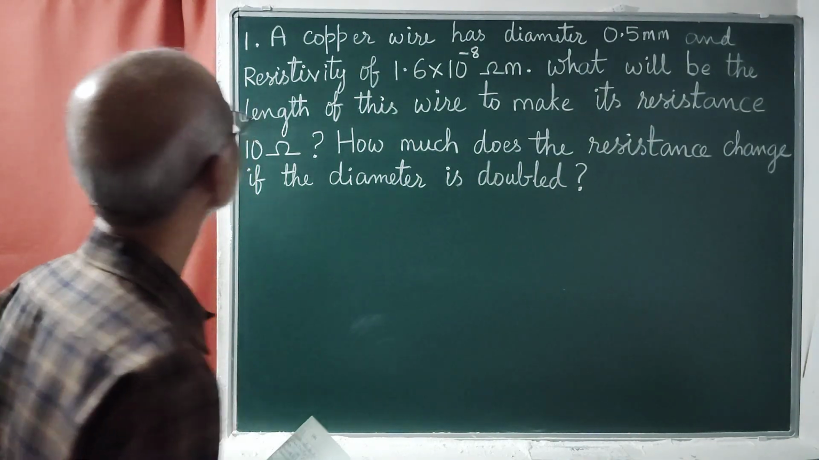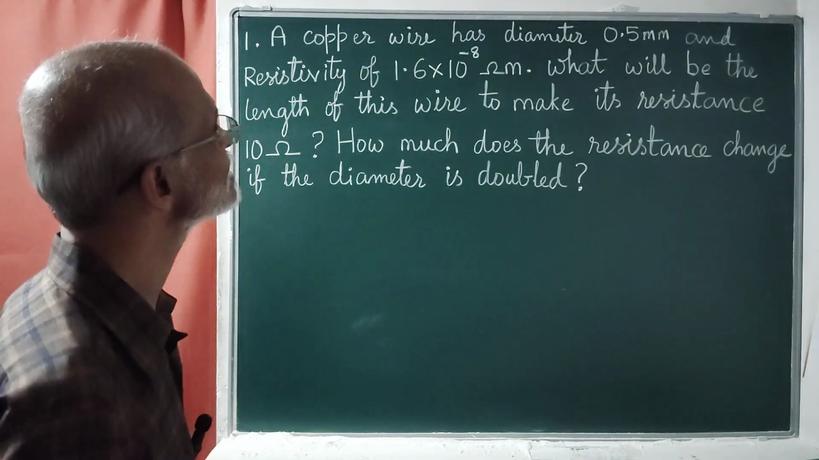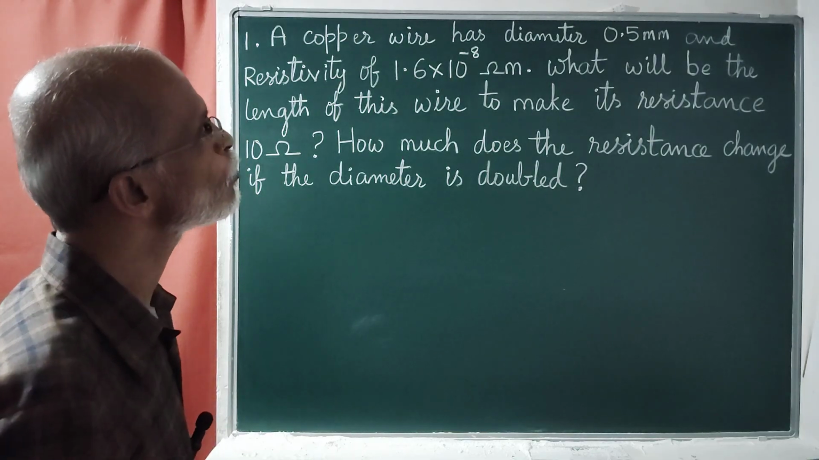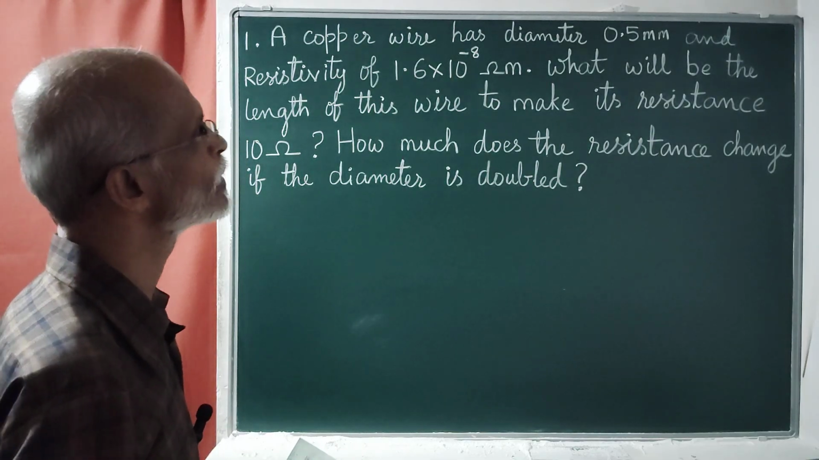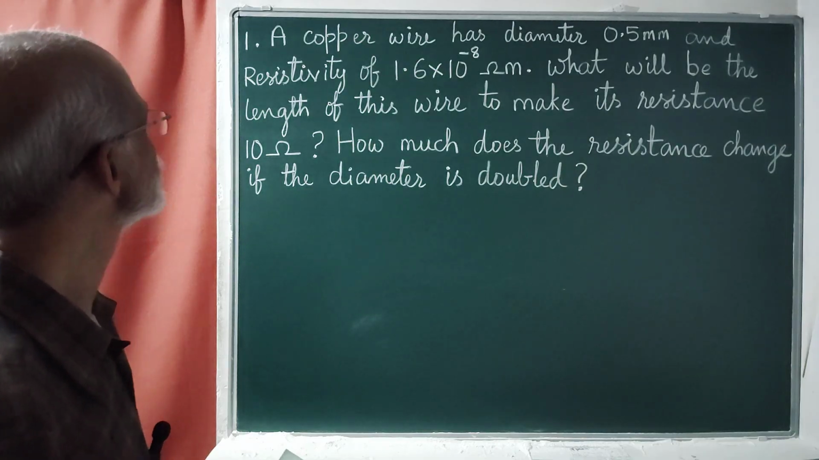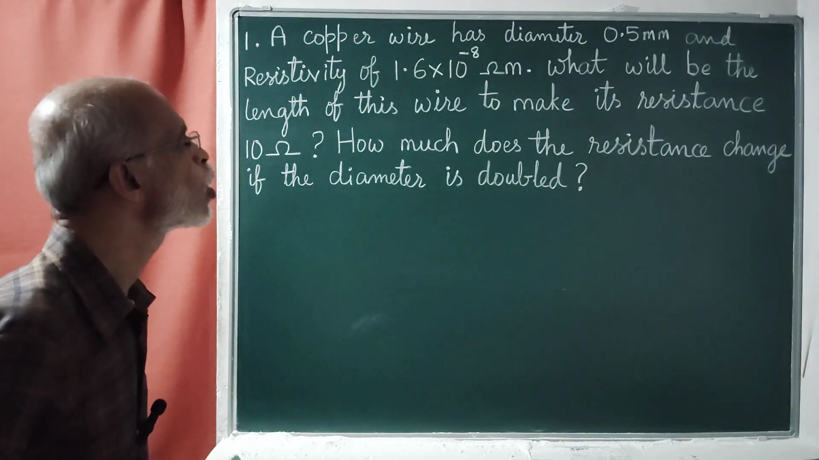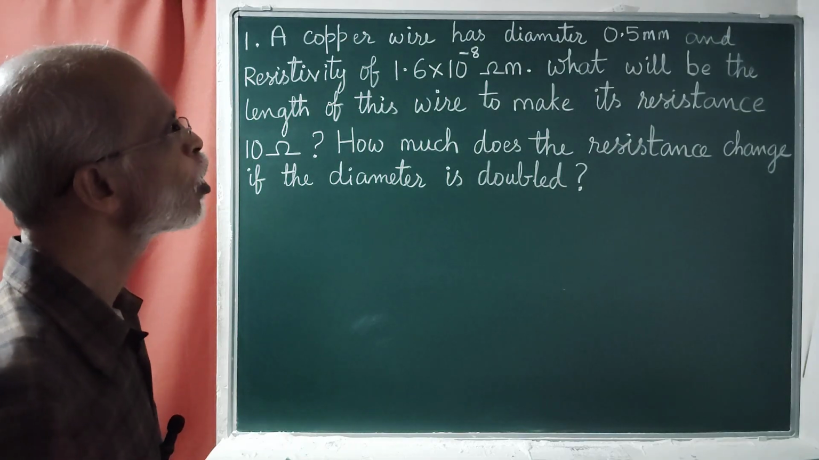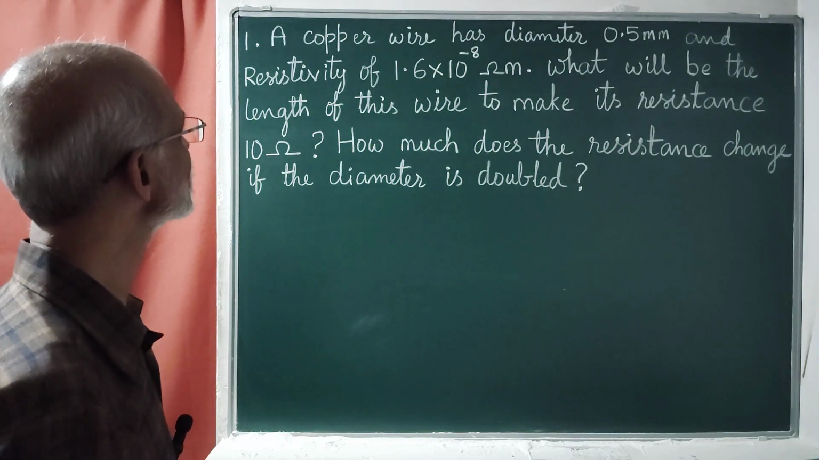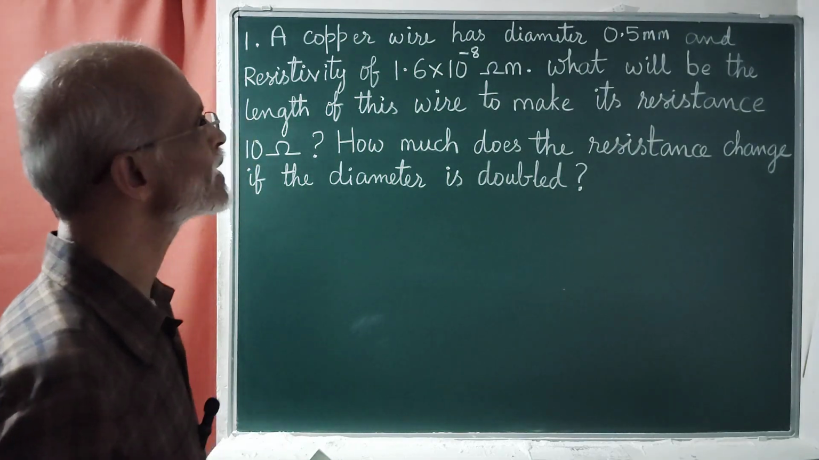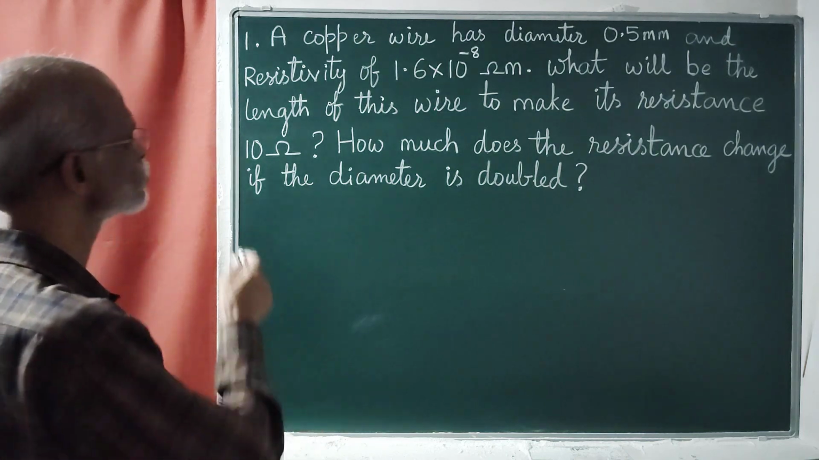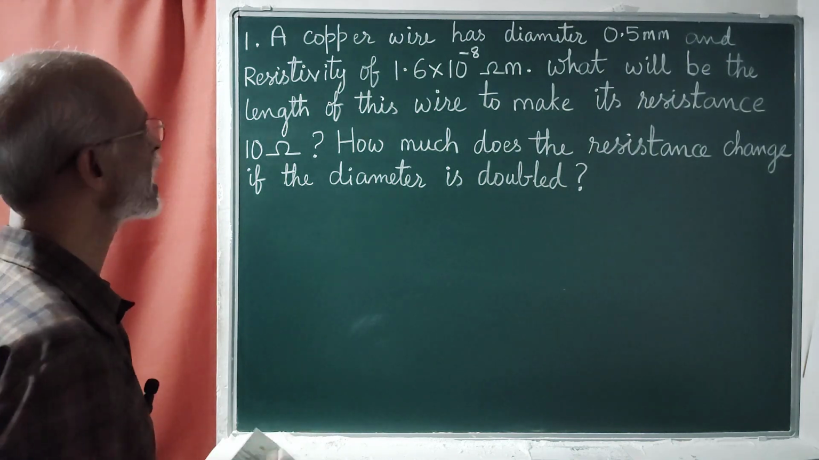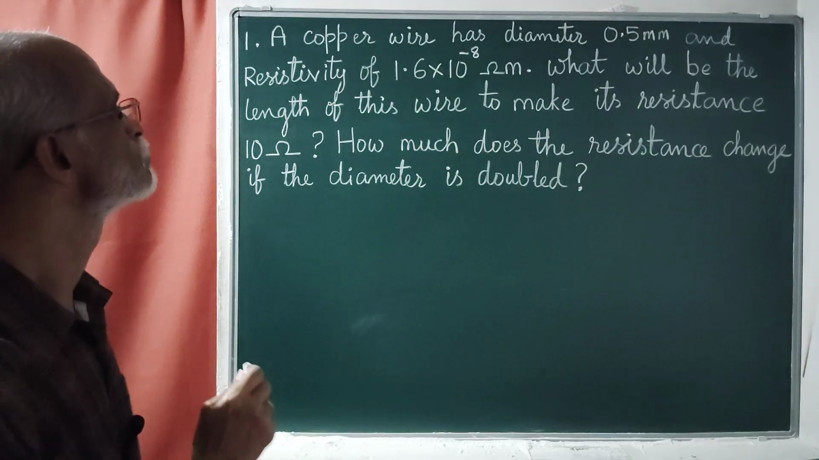The sum says a copper wire has a diameter of 0.5 mm and resistivity of 1.6 into 10 to the power of minus 8 ohm meter. What will be the length of this wire to make its resistance 10 ohms? How much does the resistance change if the diameter is doubled?